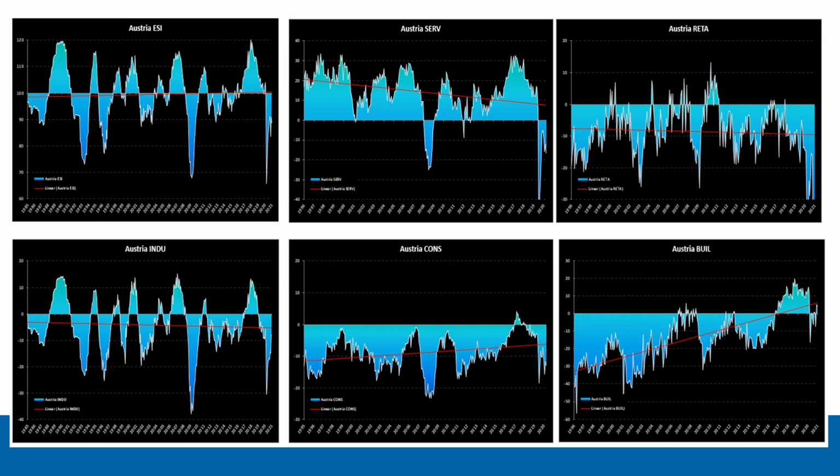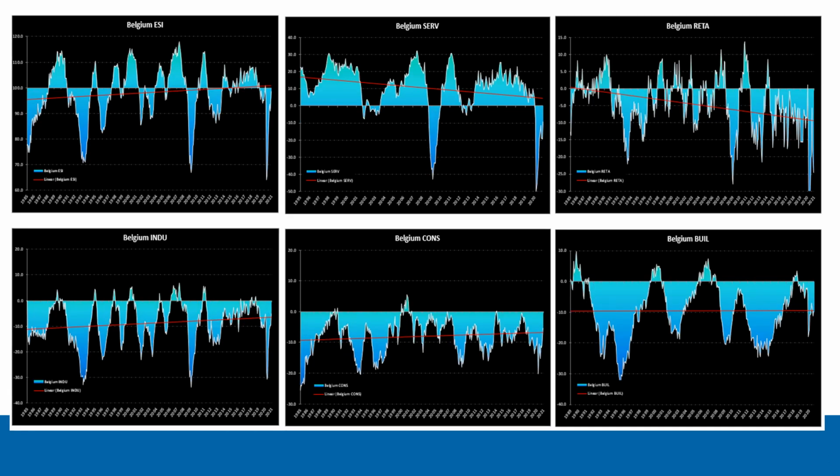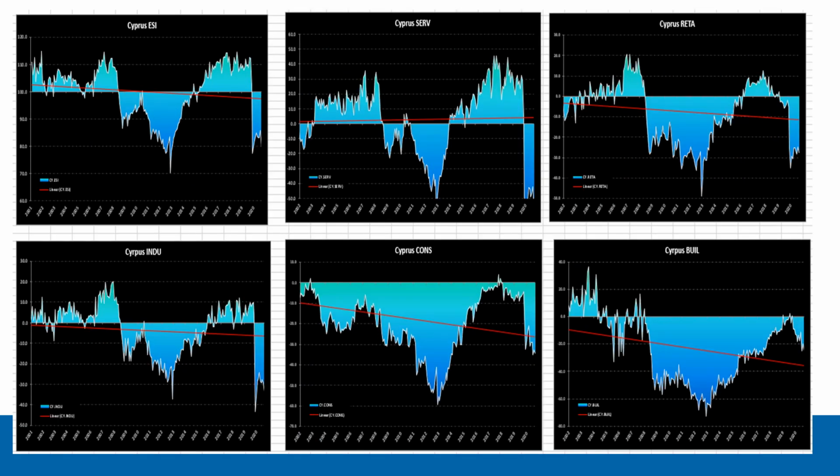So Austria, small economy. We don't pay much attention to it, but we update the data. We do it diligently. And perhaps one day we may have a trade idea in these smaller economies. But we just think of the longer term trend and whether we're above trend or below trend and what it means in the bigger picture at any one moment in time. Belgium, again, very, very small economy. We don't spend too much time on it. We just update the data.